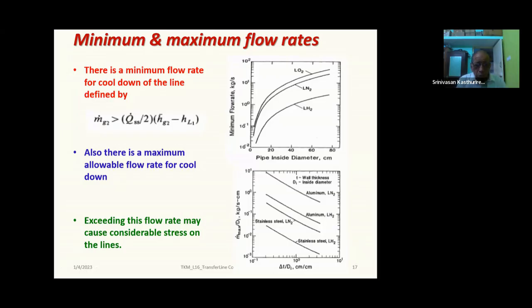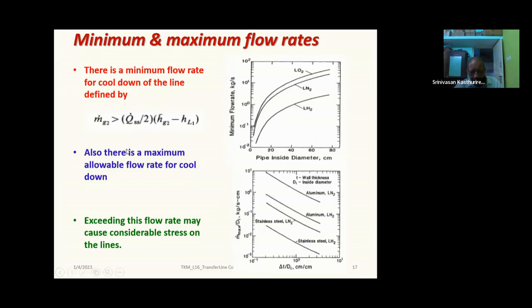Further, there is also a maximum allowable flow rate for cool down. If you exceed this flow rate in the transfer line, then a lot of stresses can be generated in the line. So a certain minimum flow rate is required for cooling down the transfer line, and you also cannot allow a flow rate beyond a maximum value. It will cause a lot of stresses.